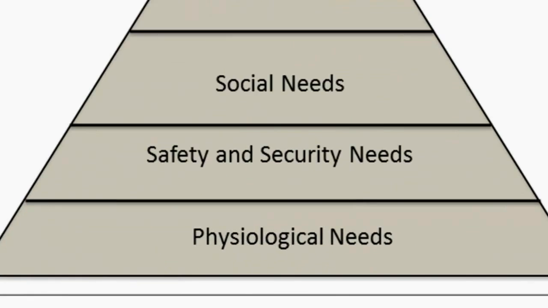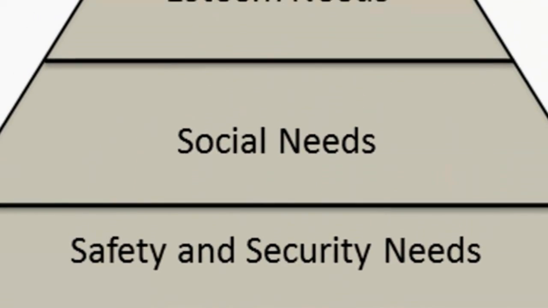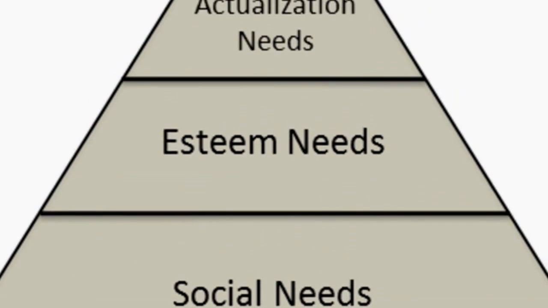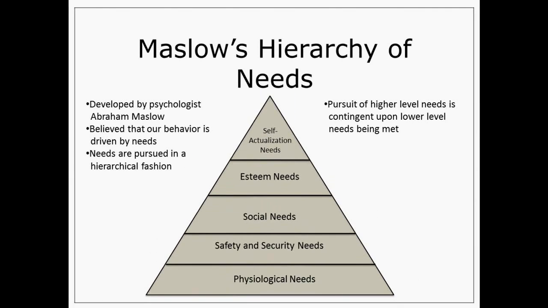And so you can see these here. We have physiological needs, safety and security needs, social needs, esteem needs, as well as self-actualization needs. Now, in order to progress up this hierarchy, you had to have a lower level need met first. And so let me explain.